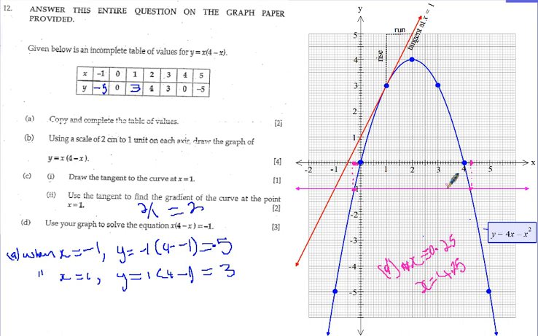All right, so you can go through this question. Whatever you don't understand, just ask me in class, okay?